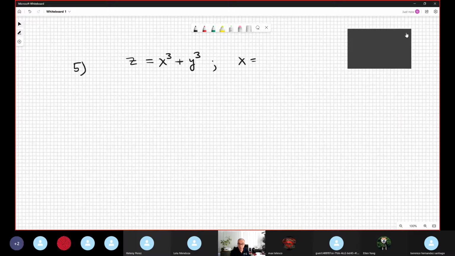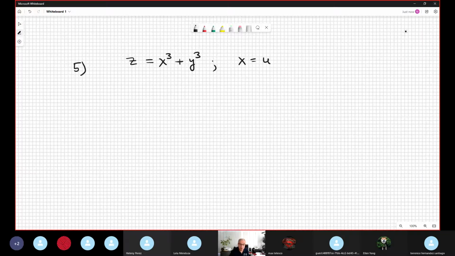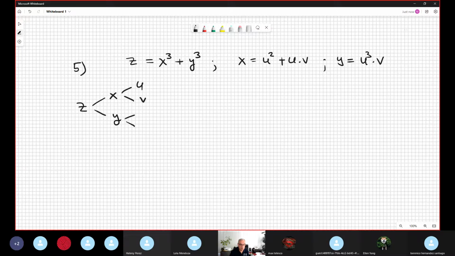X depending on u and b, like that: u squared plus u times b, and y depending on u and b also: u cubed times b. And the tree that represents this relationship is z depending on x and y, and x depending on u and b, and y depending on u and b also.